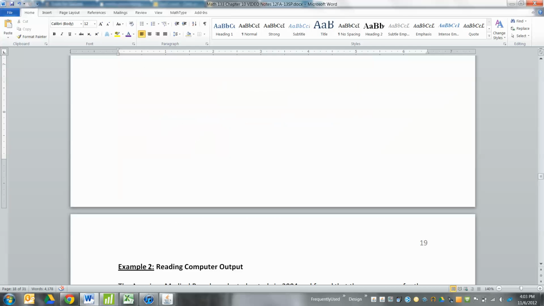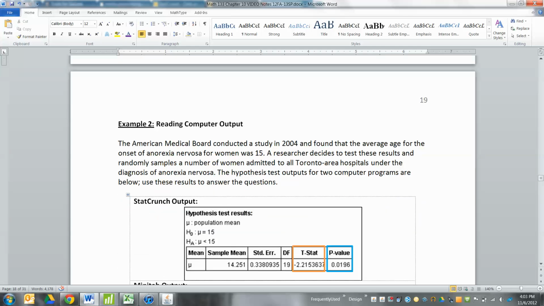Okay, we're done with this problem. I'll meet you back here for reading computer output in the next problem.